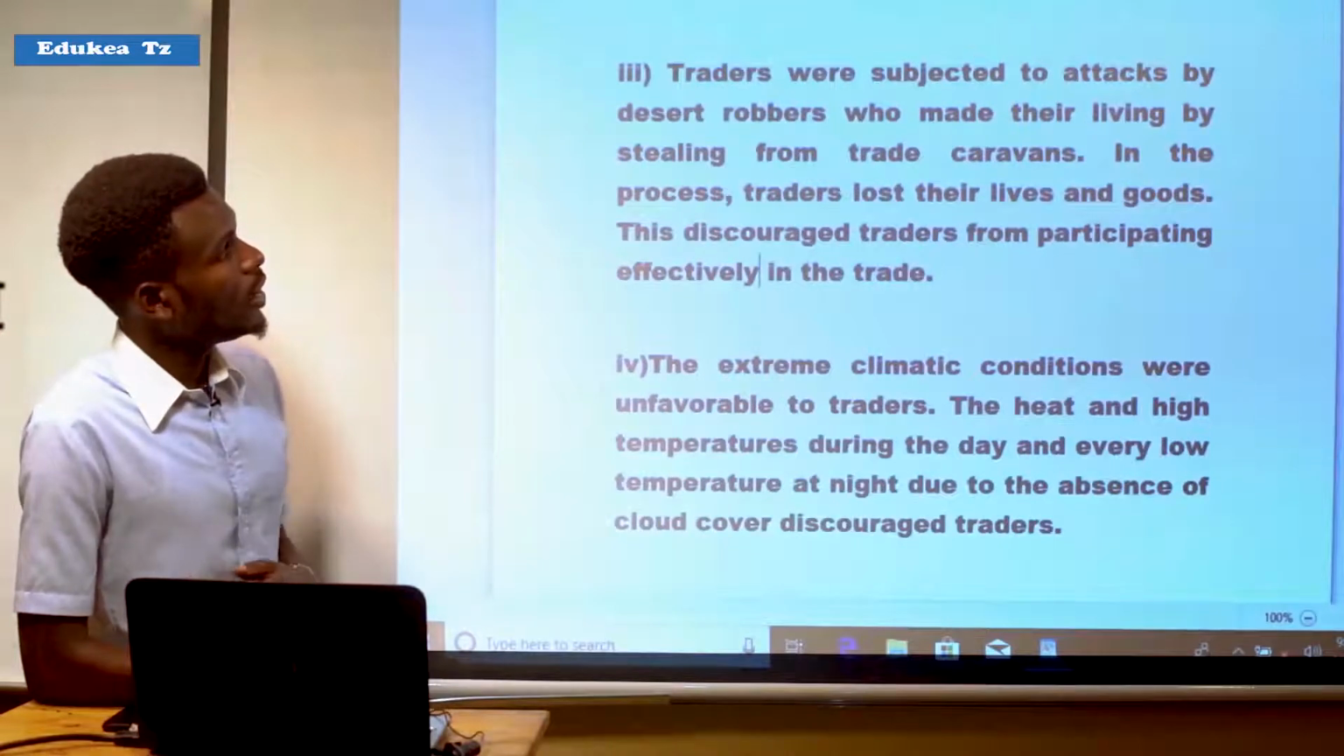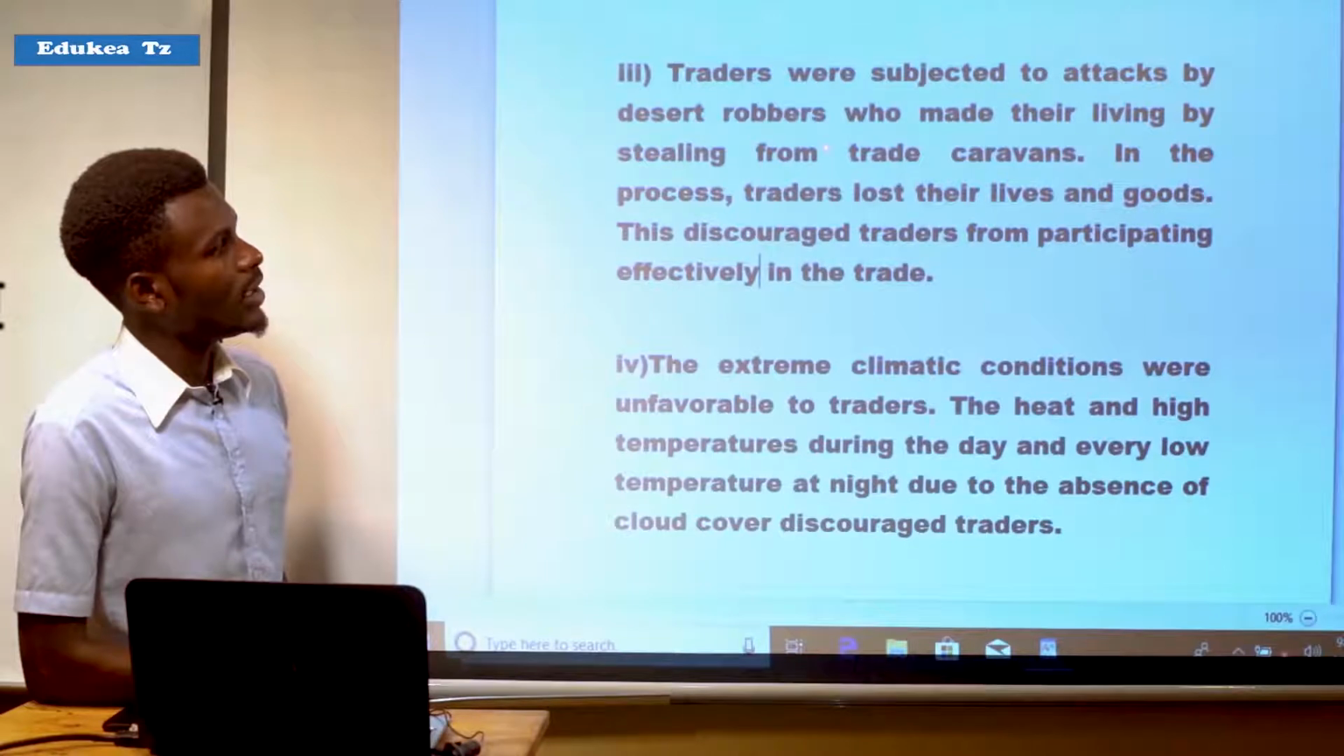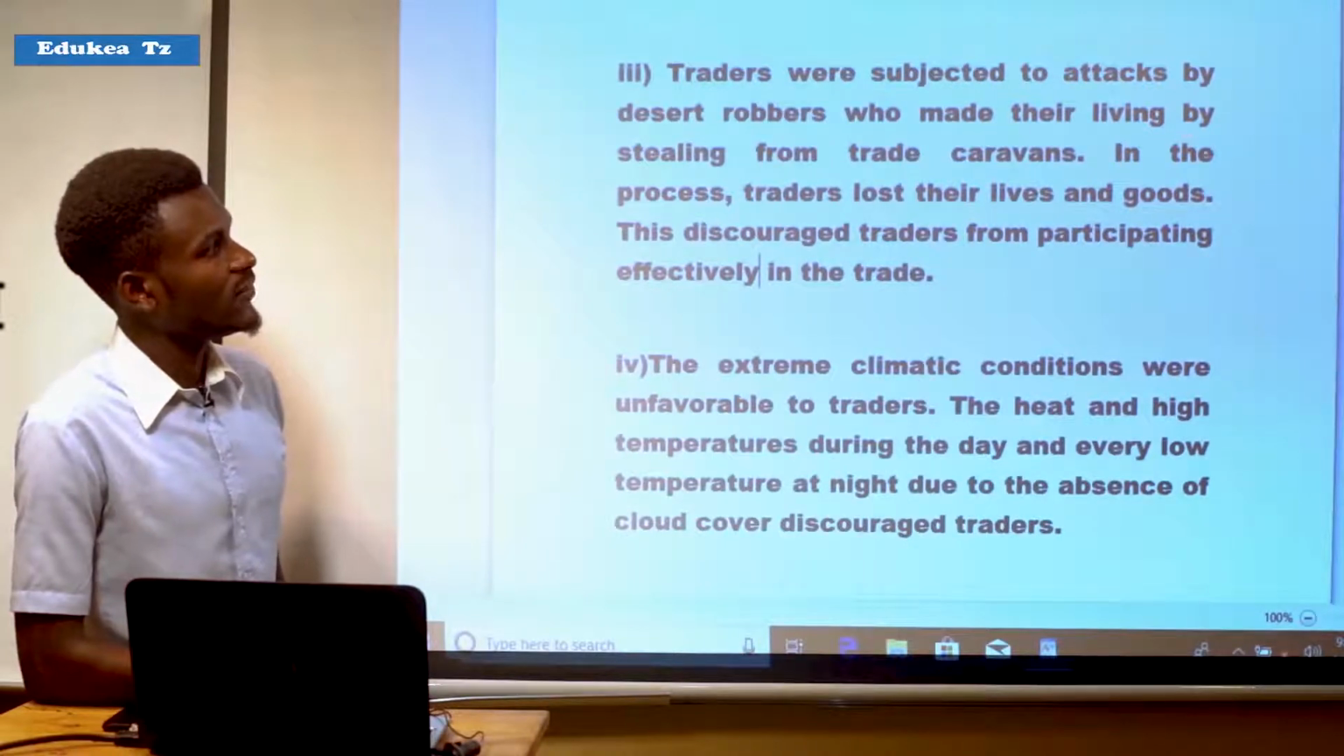But also the traders were subjected to attacks by desert robbers who made their living by stealing from trade caravans.